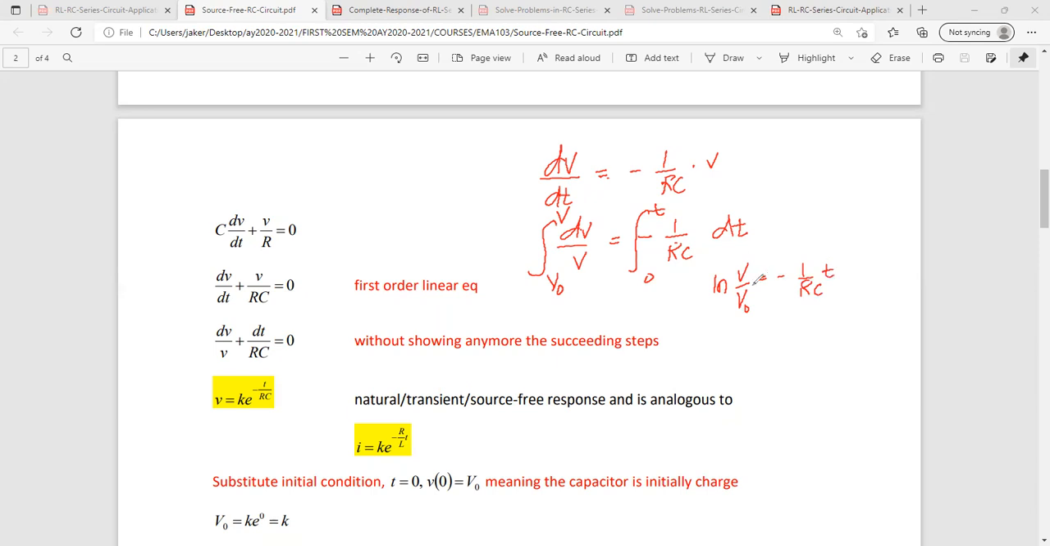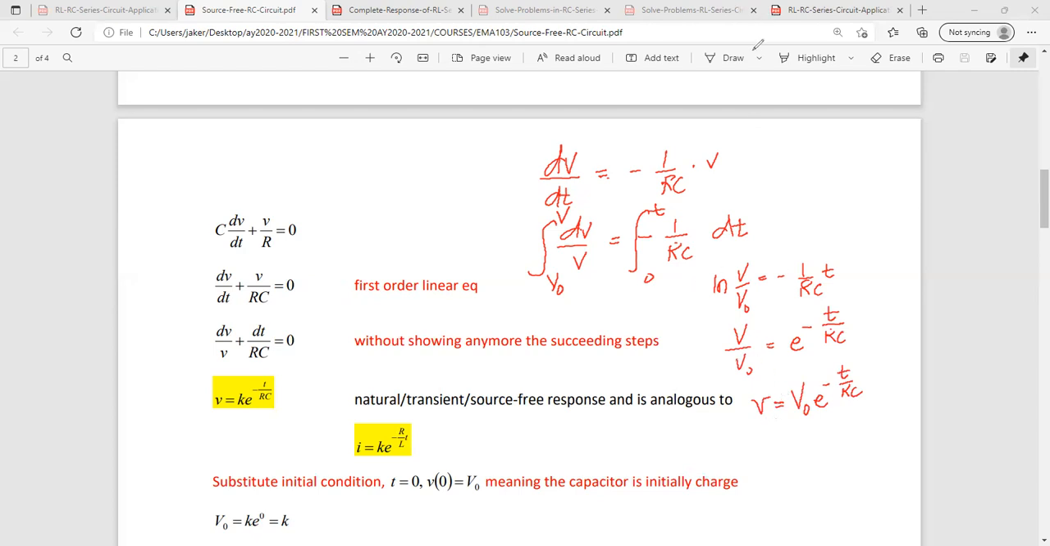If we simplify by making this expression the exponent of the e, the left side becomes V over V sub O, and the right side, of course, will become exponential of negative t over RC. Simplifying further, you now have a formula that will solve for the voltage across your capacitor at any time in terms of the initial voltage of the capacitor and this one. You have t over RC.